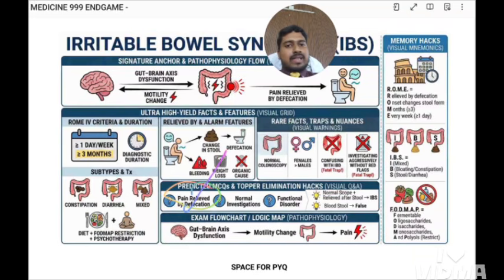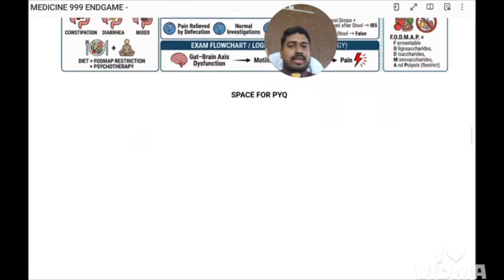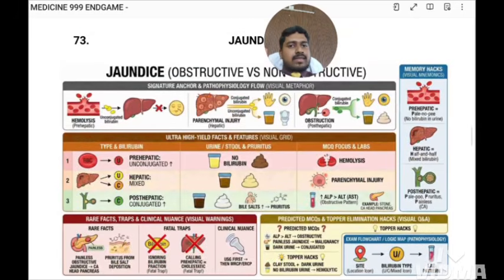So pain relieved by defecation is an important clue in your MCQ. Normal investigation is an important clue. There shouldn't be any of these red flag signs, and it's a functional disorder. Colonoscopy will be normal, relieved after stool, and blood in stools means it is not IBS. Okay, so I have explained everything. Yes, next we'll go to jaundice, basic things.